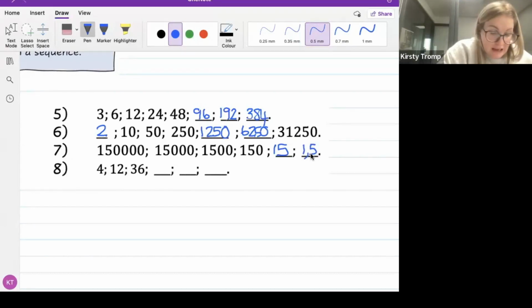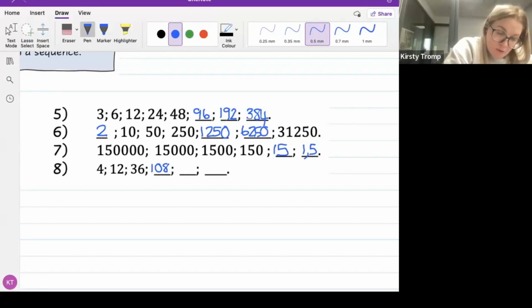All right. And the last one together, 4 times what gives me 12? 12 times what gives me 36? Yo, Alicia, you're on fire. We are multiplying by 3. Well done. So 4 times 3 gives you 12. 12 times 3 gives you 36. 36 times 3, what are we going to get if we do 36 times 3, everybody? 108. Fantastic.